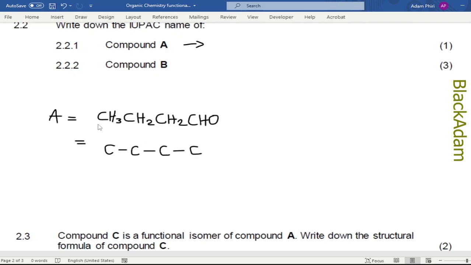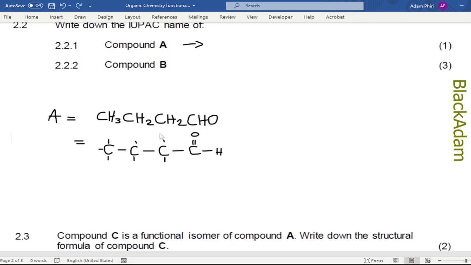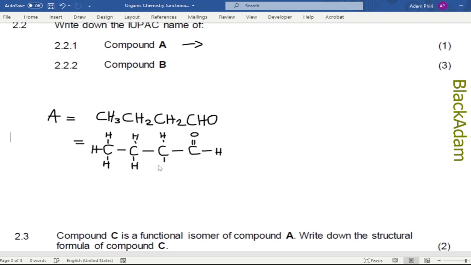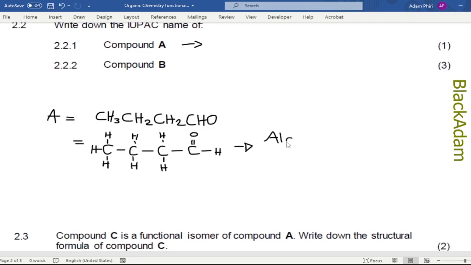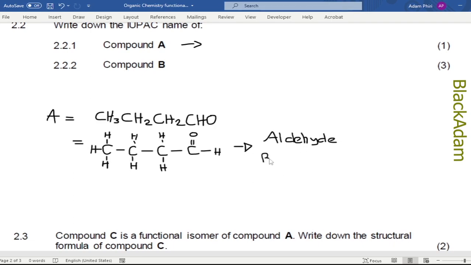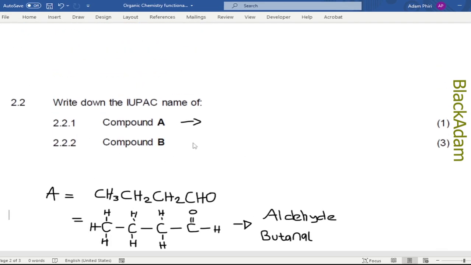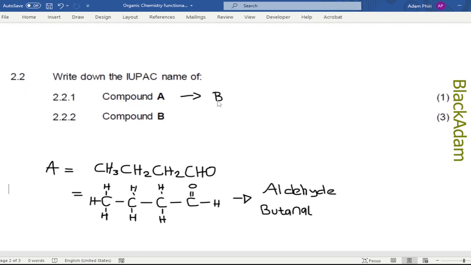We have 4 carbons, and then we have CH3, and then we have, I think, a double bond with oxygen, and then we have all the hydrogens on the other carbon atoms, and then this is going to be alcohol, aldehyde, not alcohol, aldehyde, because of the carbonyl group. So the aldehyde name is butanal. So A is butanal. So we have butanal there for A, and then we have to come to B.